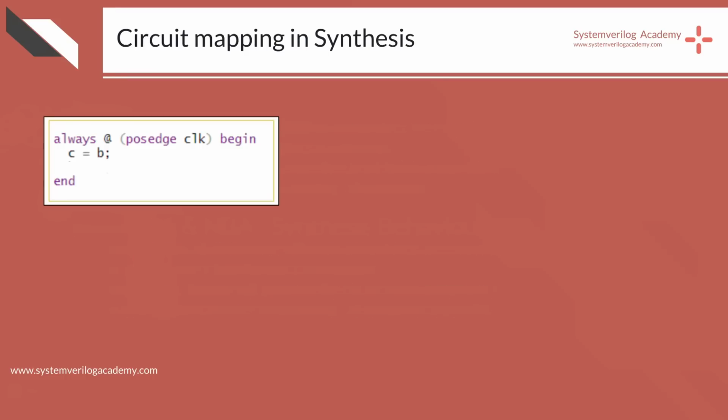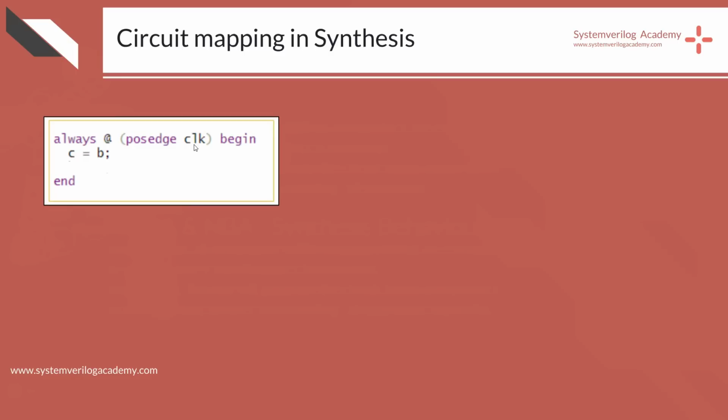Circuit mapping of an always sequential block in synthesis. Here is an always block with a single statement in it, and think about the circuit that is generated by this always block. The sensitivity list is the posedge of the clock signal, thus it is a circuit that is evaluated on every rising edge of a clock. It means it is a sequential circuit.